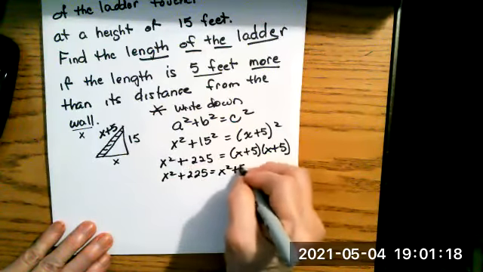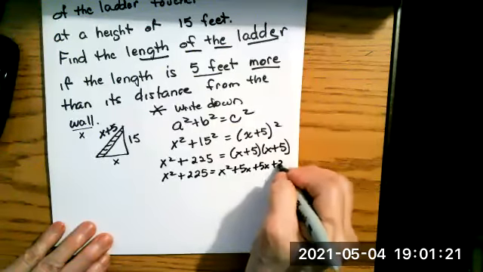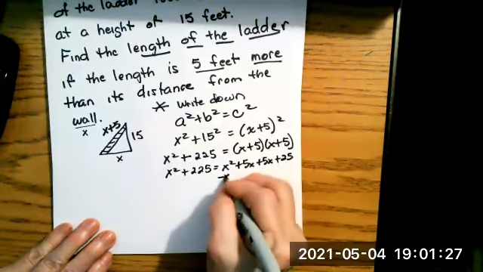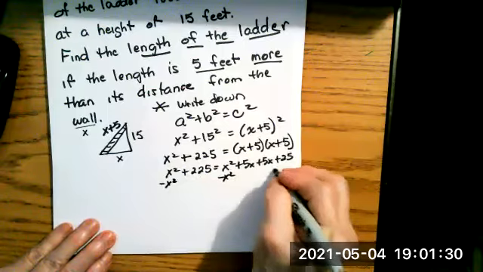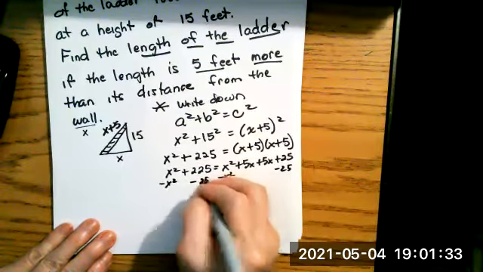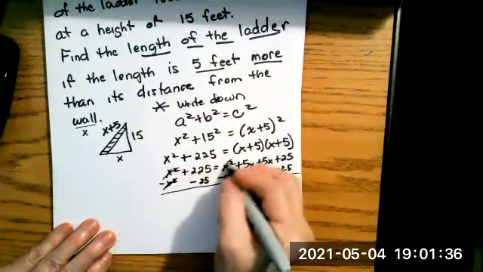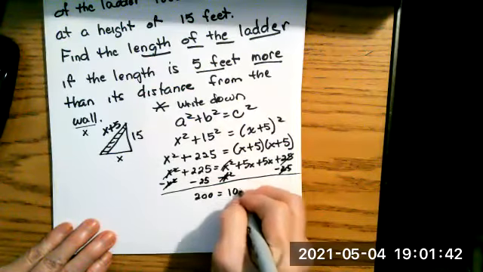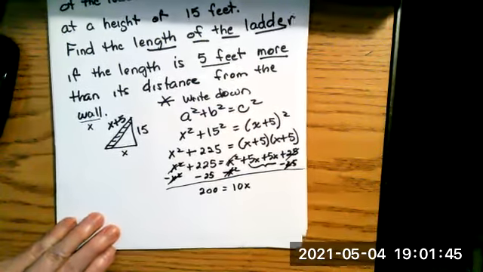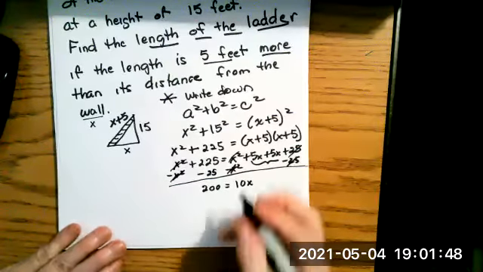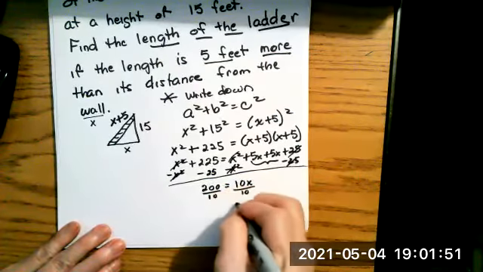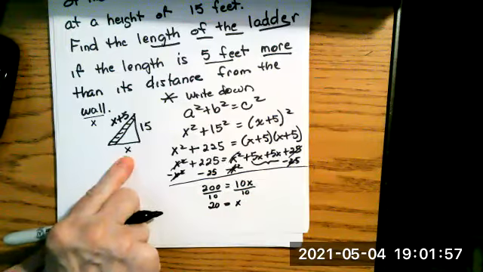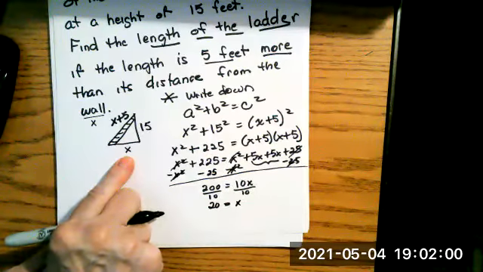X squared plus 5X plus 5X plus 25 using FOIL. And I am going to shortcut here. I'm going to subtract that X squared, and I'm going to subtract that 25. X squared is going to go away. That 25 is going to go away. Looks like I have 200 equals 10x. 5x and 5x is 10x. Divide both sides by 10. And I get X equals 20. Now, X is this right here. What do I want to do about my ladder?